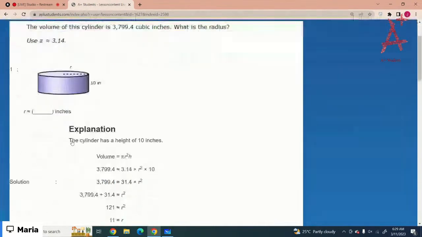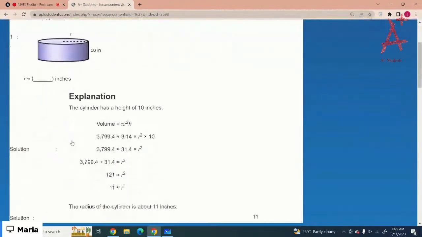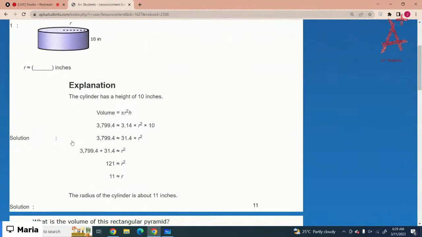We know the formula we have to use for the volume is V equals pi r square h. So just put in all the values you are given: the volume, that is 3,799.4. We know the value of pi is 3.14. Also we are given the height, that is 10. You need to calculate the value of r. Got it? So just solve, do the calculation, and r equals 11.